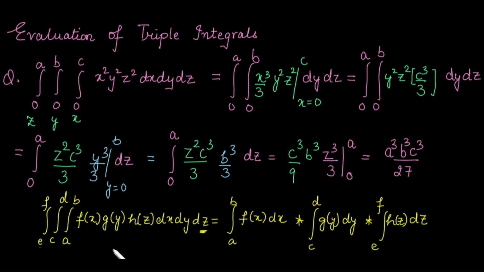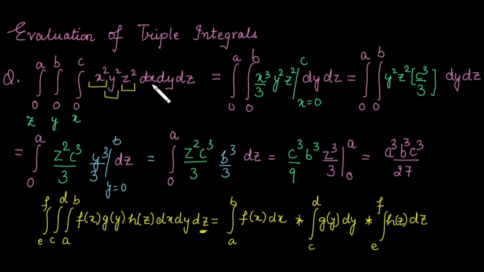Right now we can directly apply this result for this example. Why? Because we can create three different functions. One is a function of x, that is x square. Second is a function of y, that is y square. Another is a function of z, that is z square. Even the limits are constant.